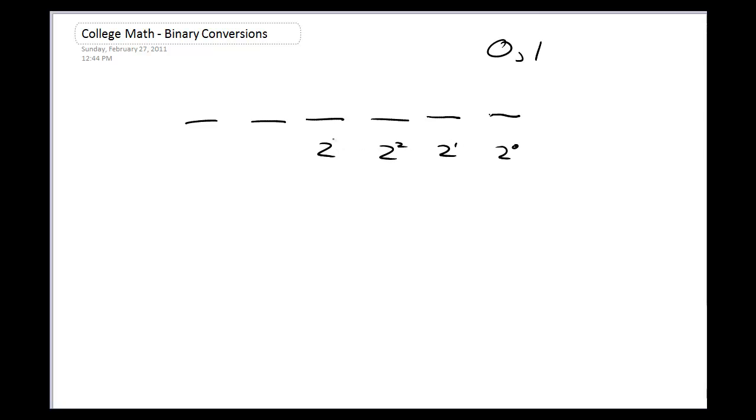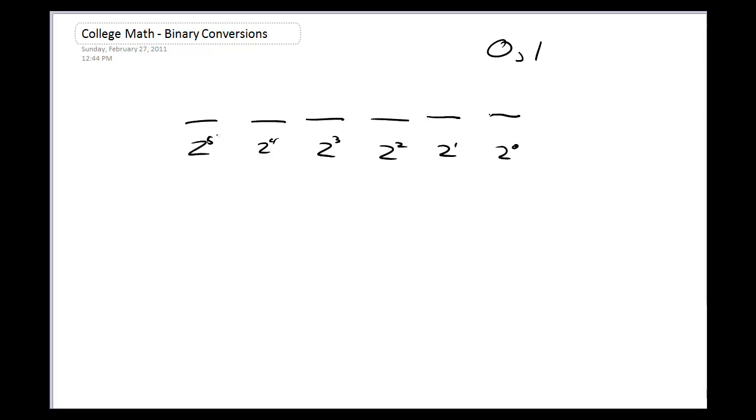Each one of these positions has a value. Just like in the decimals and the base 10 numbers, we've got the ones column, the tens column, and the hundreds column. Well, in binary we have the same thing, but it's not the ones, tens, and hundreds. It's the 2 to the 0 column, it's the 2 to the 1 column, the 2 squared column, the 2 cubed column, 2 to the 4th, 2 to the 5th, and so on.